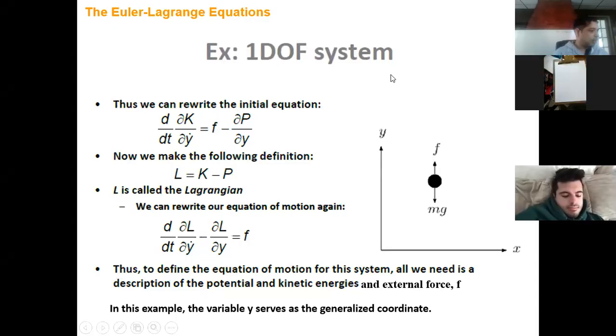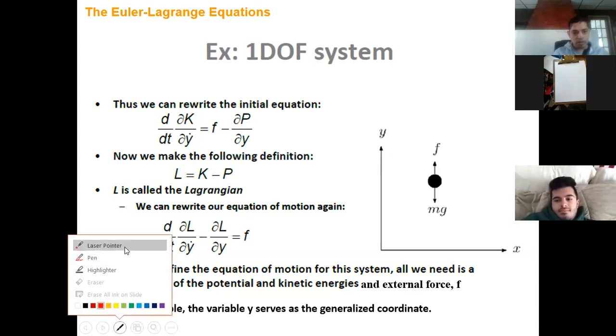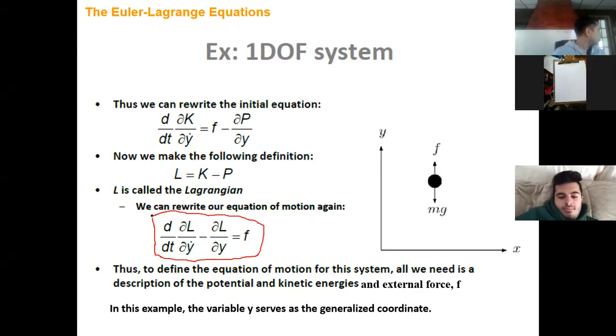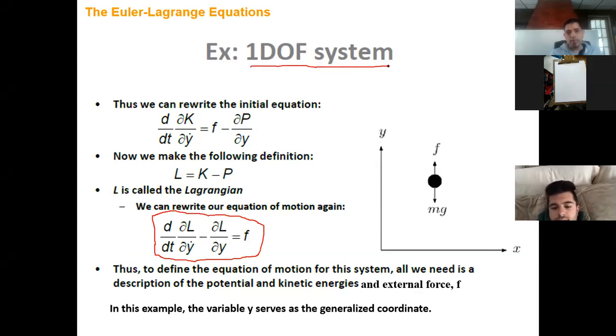Okay, let's get started. Last time we talked about this equation here. This equation is the Euler-Lagrange equation, which is equivalent to the Newtonian method, the Newtonian equation. So that's what we did last time. Again, this is for 1 degree of freedom. Last time we talked about 1 degree of freedom.